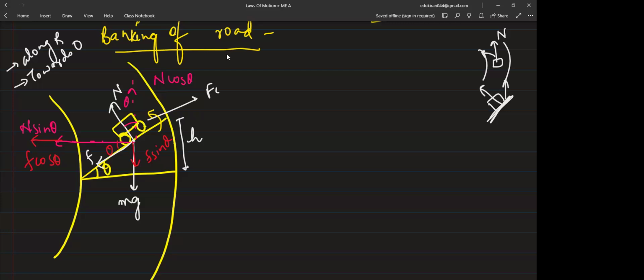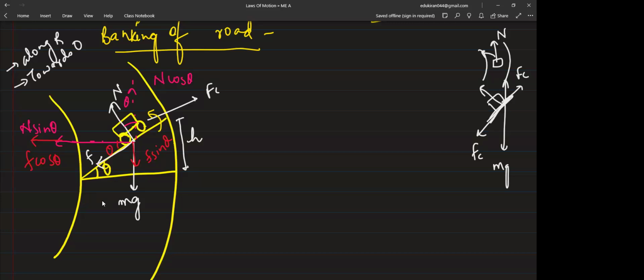So it will be moving away and the frictional force will be along the plane track. This will be the frictional force. So if centrifugal force is outside, the frictional force is towards the center. All right. So downwards we have the mg present, outwards the centrifugal force, and along the radius we have the frictional force.